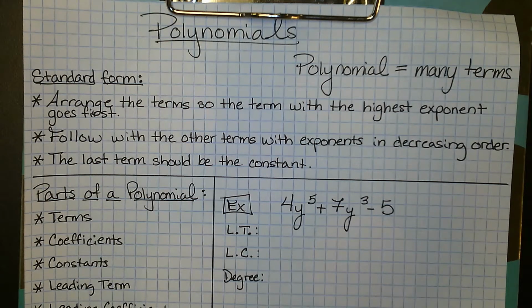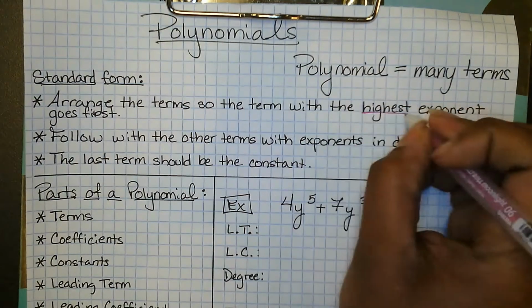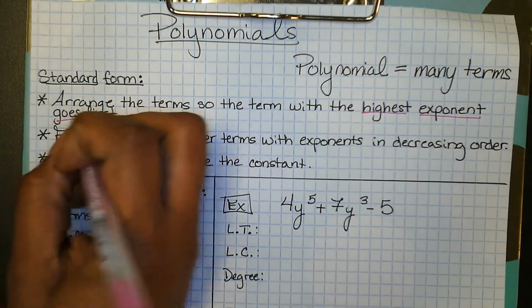In this lesson, we're going to discuss polynomials. The word polynomial just means many terms. And we do have a standard form since we have a few terms in our expressions. We need to arrange the terms so that the term with the highest exponent goes first. The highest exponent goes first.